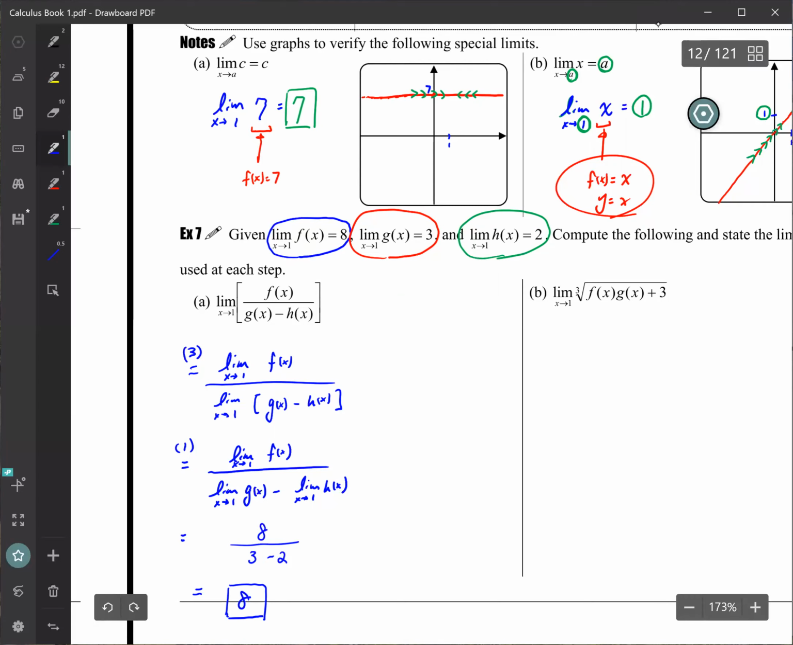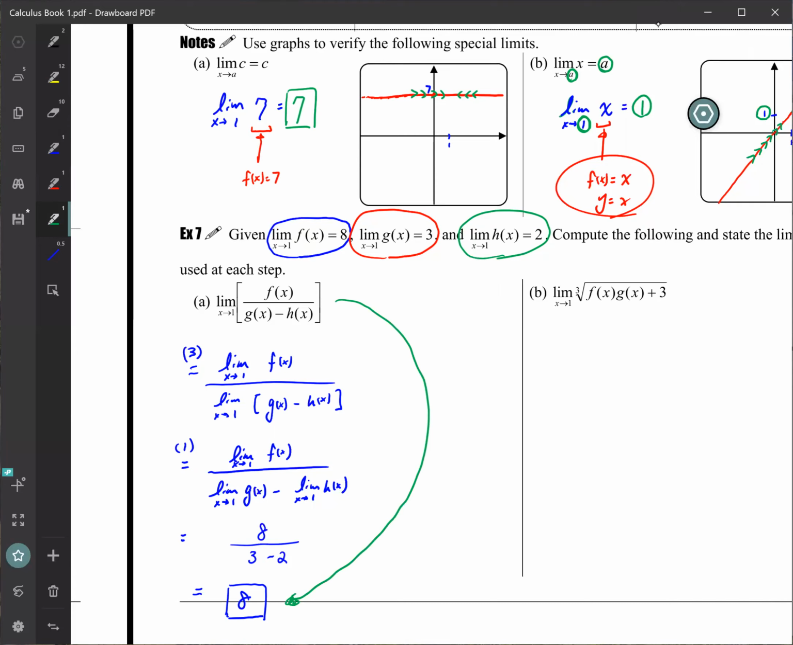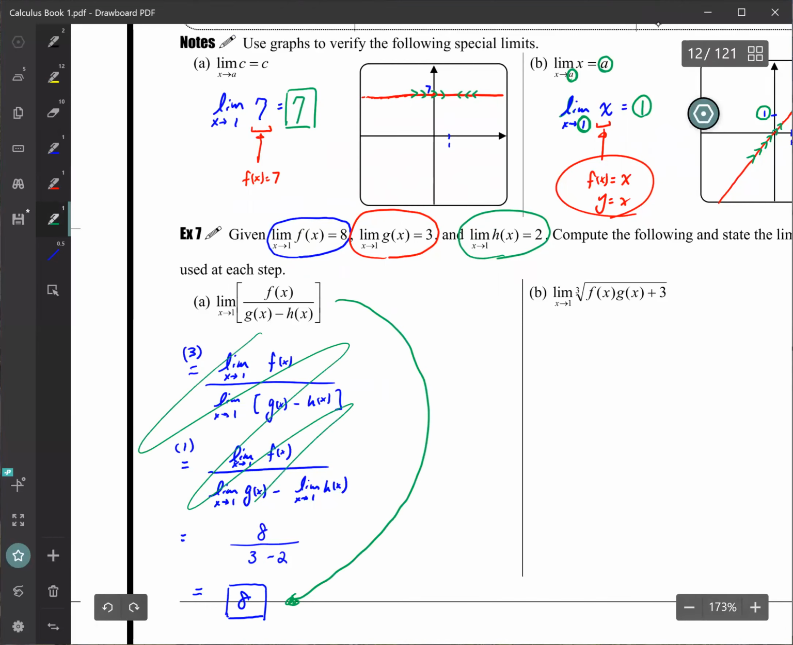So of course, if you look back, can we get 8 without doing all that? Jesse? Can we get the answer of 8 without doing all this?